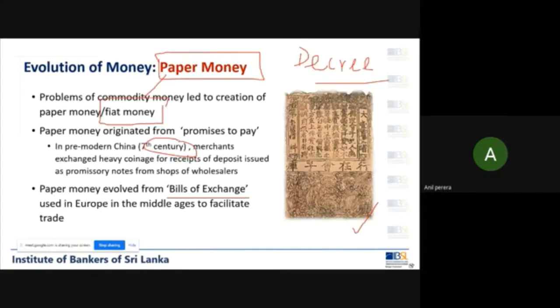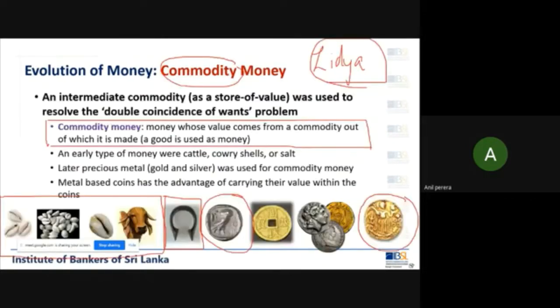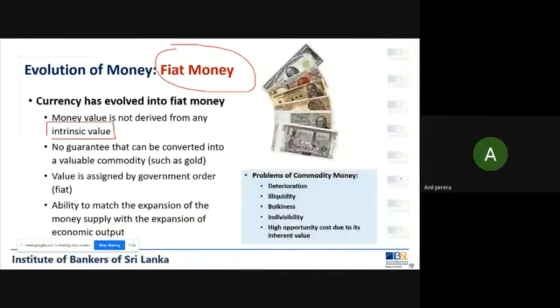If you take a gold coin, this commodity money, there is an intrinsic value. What is the intrinsic value? The value of that metal. If you take this gold coin, it has a value based on that metal. But paper money has no intrinsic value, because the value of paper does not equal the value of money. For example, if you take a 100 rupee note, that doesn't mean that 100 rupees equals the value of the paper.